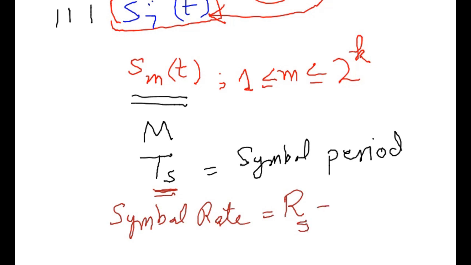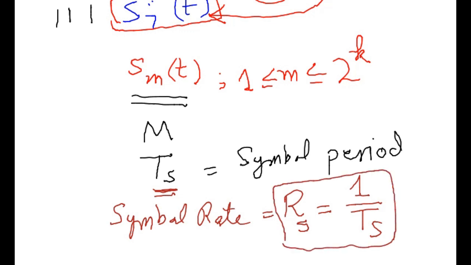So my symbol rate would be 1 over the symbol time. This will be the symbol rate, 1 over the symbol time. This is the relation of our symbol rate with the symbol time. Now I hope it should be clear.